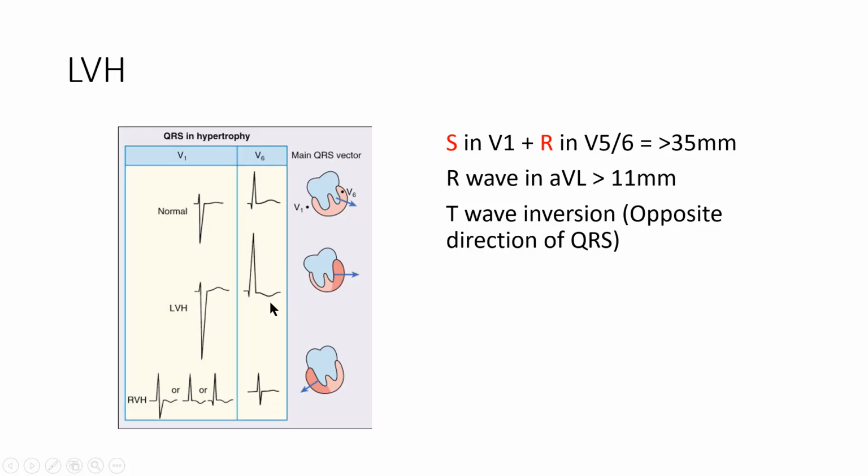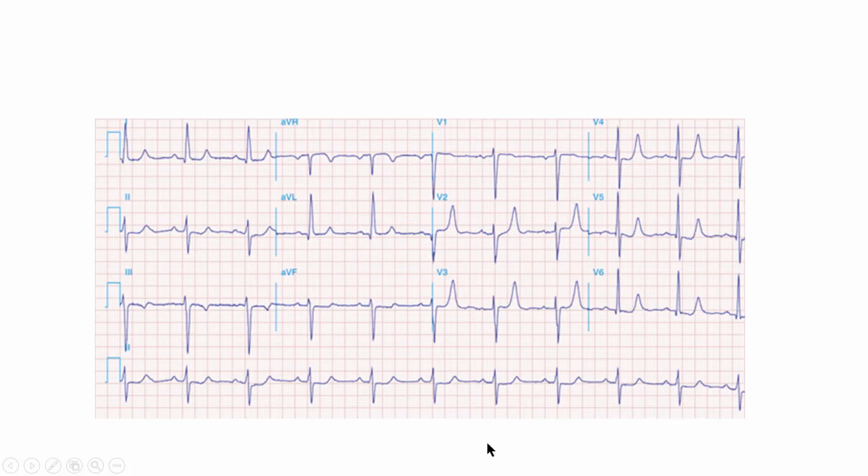Some have suggested that an R wave in aVL that is greater than 11 millimeters is another criterion for LVH, and some have suggested that it can be a lone criterion for LVH. Importantly, it is very common for T-wave inversions to occur in the opposite direction of the overall amplitude of the QRS complexes in LVH. Let's have a look at this 12-lead EKG.